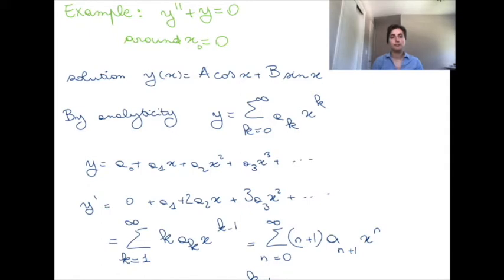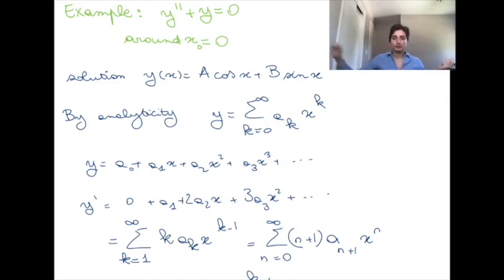Let's look at the first example: the second derivative of y plus y equal to 0 around x0 equals 0. We know that the solution is a combination of sine and cosine, but we would like to prove this through the power series method. So by analyticity, y can be written as an infinite power series, a series of a_k x^k. And now we're looking at trying to find a_k.